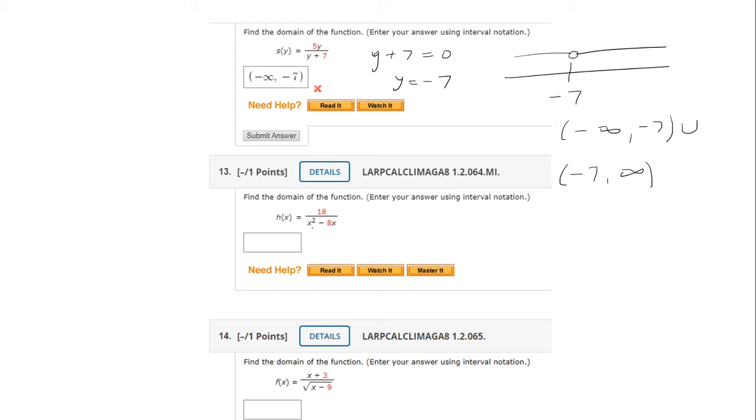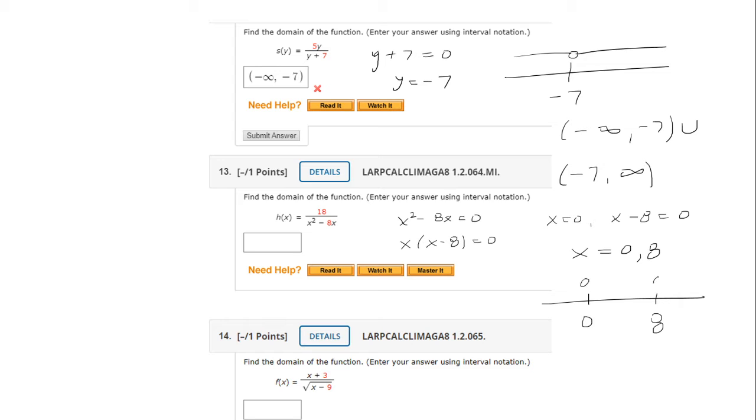The next problem, we're still going to set the denominator equal to 0. And so factoring out an x, we get x minus 8. We're going to set both factors equal to 0. So you get x equals 0, x minus 8 equals 0. So the only two numbers that are not going to work are 0 and 8. We'll draw a number line. So keep in mind, we don't want to include 0 and 8. So it's everything in between 0 and 8 and outside of 0 and 8.